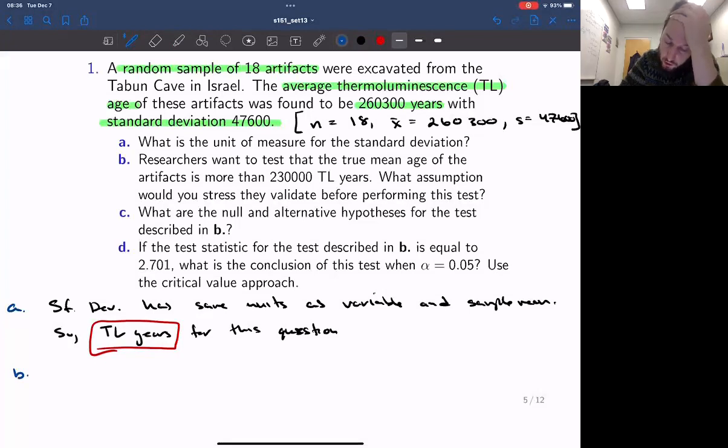Okay, part B. Researchers want to test that the true mean age of the artifacts is no more than 230,300 TL years. What assumption would you stress they validate before performing the test? Okay, so let's just make a few notes here. We have one sample of information. They want to test that the true mean age of the artifacts is no more than 230,300 years.